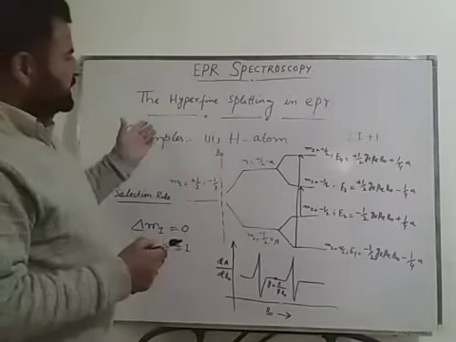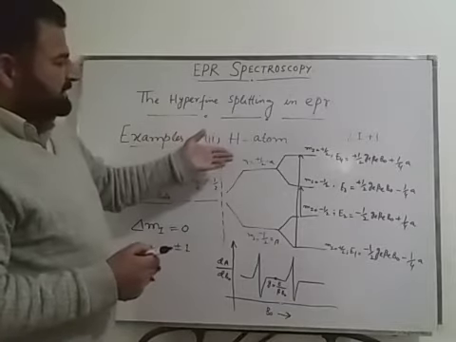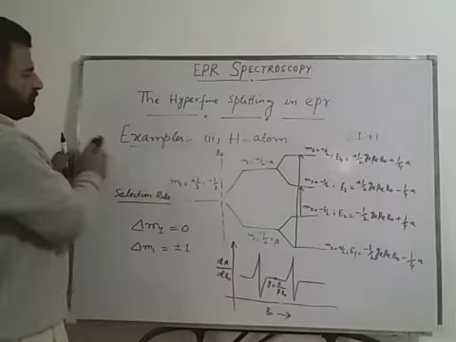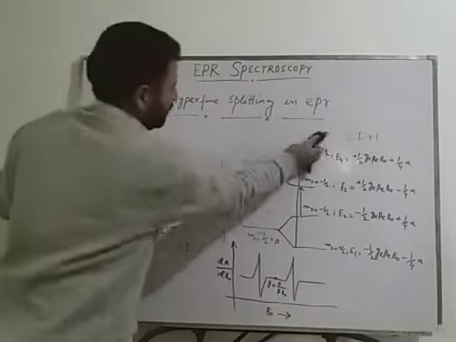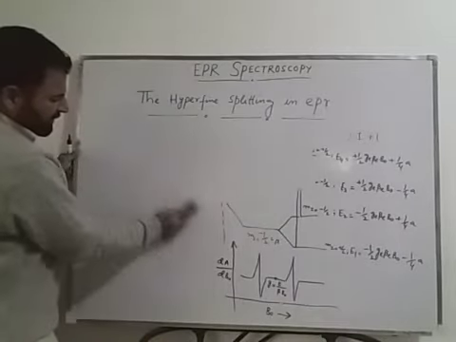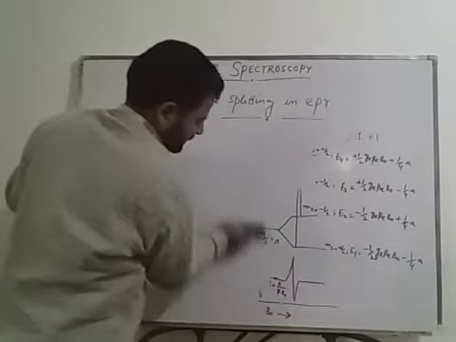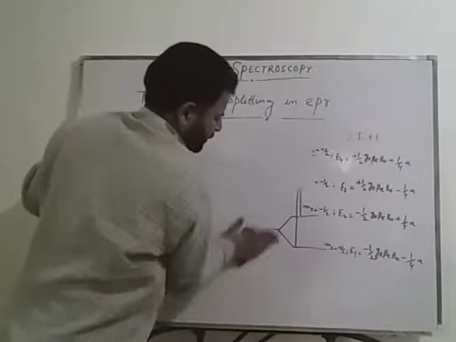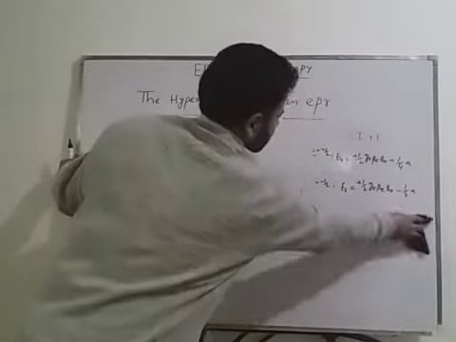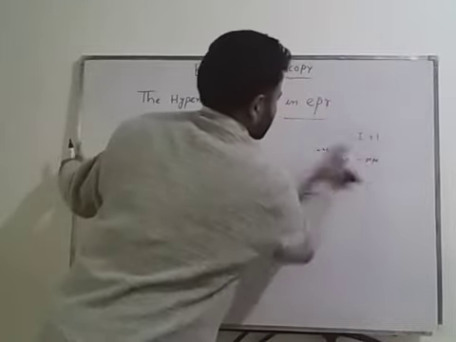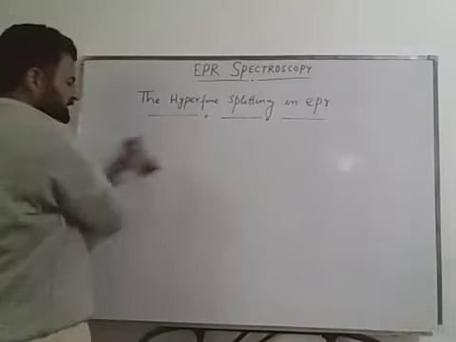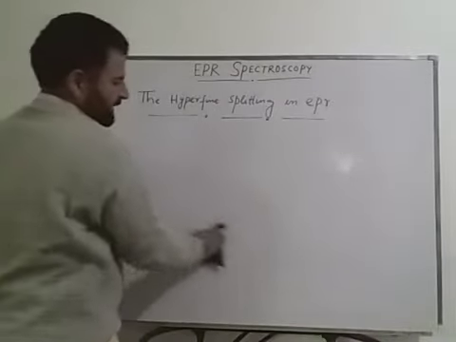Okay, so this is the hyperfine splitting in case of a simple system like the hydrogen atom. Now we will move forward. In some molecules, what we see is an unpaired electron delocalized over many nuclei. So if each nucleus has a spin, then the situation will be a bit different.